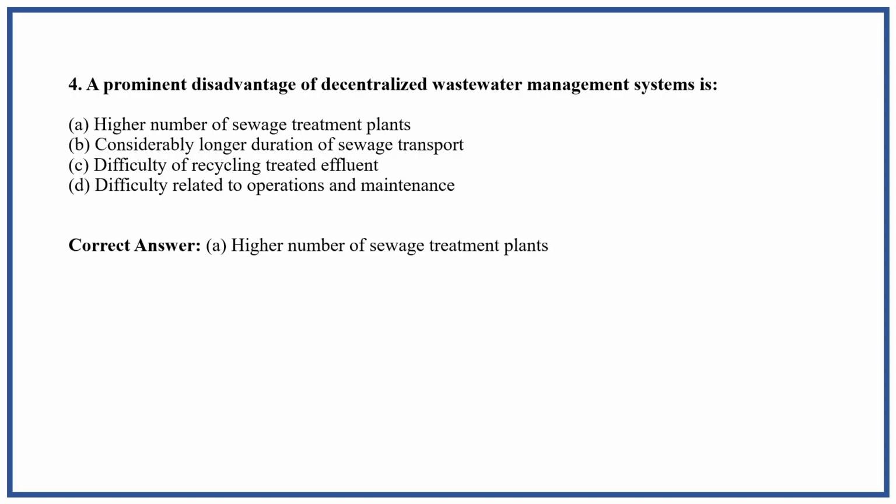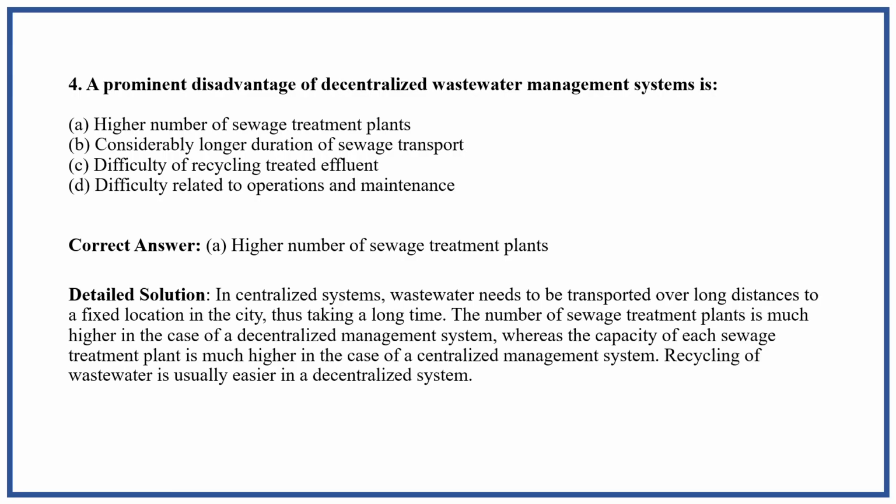So here the correct answer will be higher number of sewage treatment plants, because we know that in decentralized wastewater system we have different sewage treatment plants in the whole area. So the other three options are the disadvantage of a centralized wastewater system. So here the correct option is A.